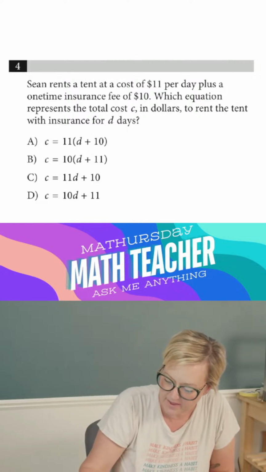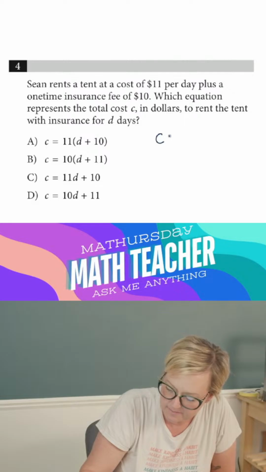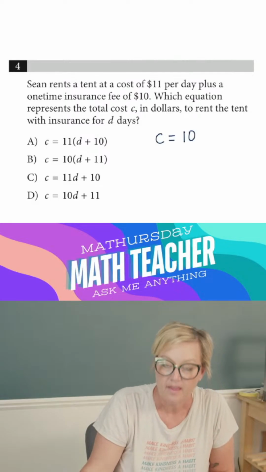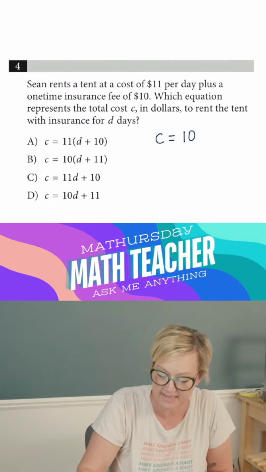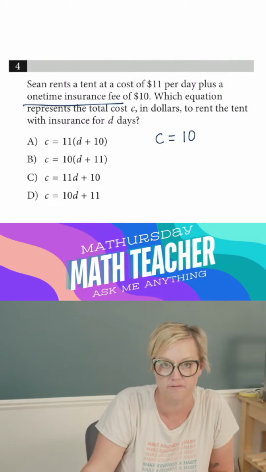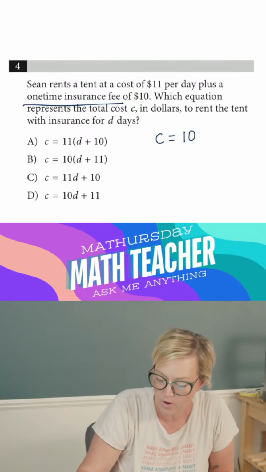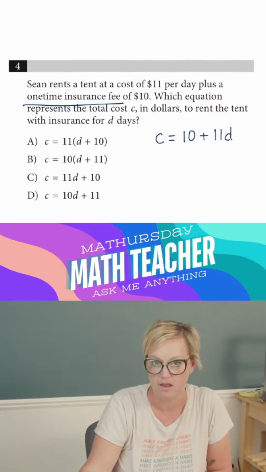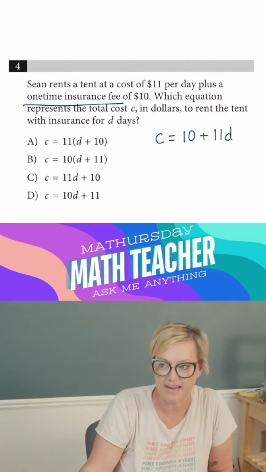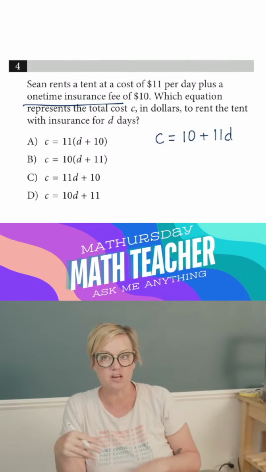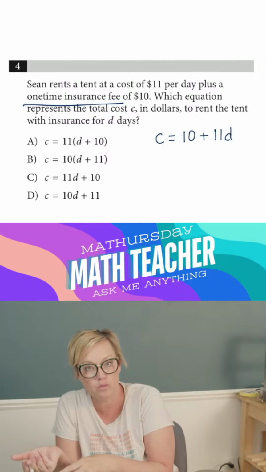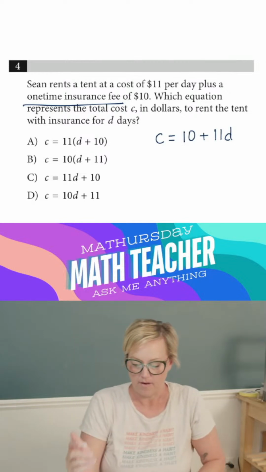So when we've got this, our cost, we know it's going to be at least $10. That's not going to change because it is a one-time fee of $10. What is going to change is that we're going to have $11 per day. So if we rent it for 2 days, it's going to be $22 plus 10. If we rent it for 3 days, it's going to be $33 plus 10, right?